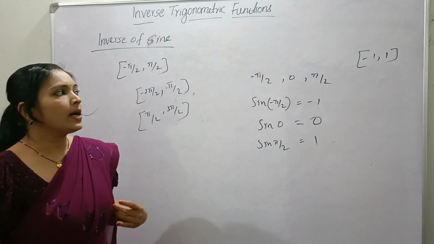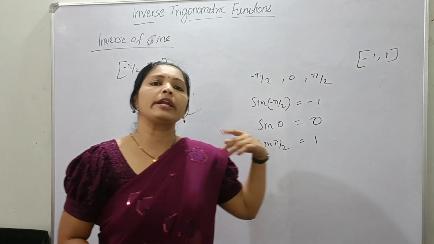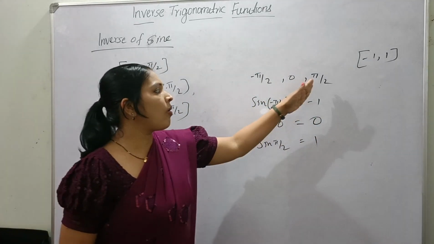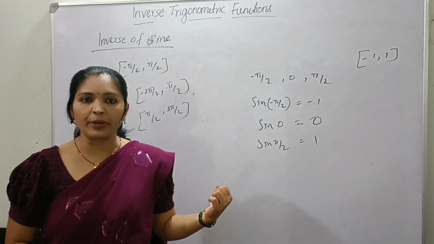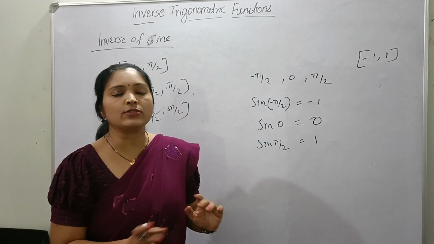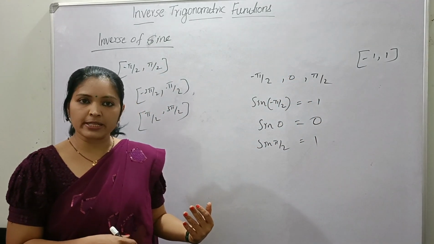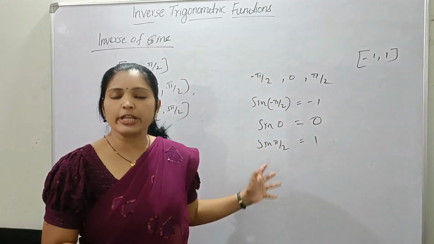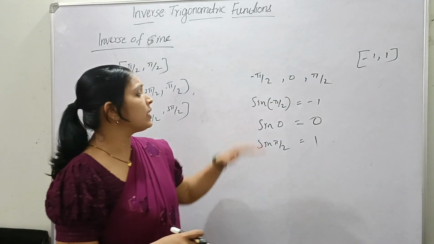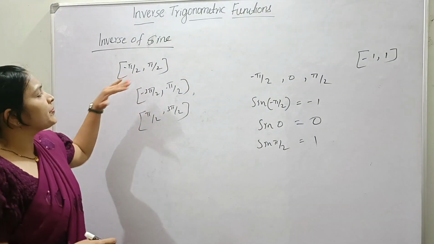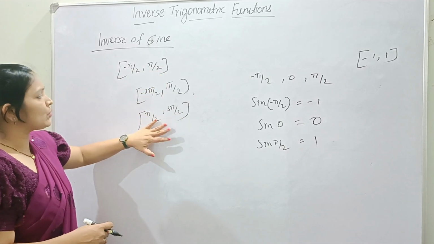Okay. So here all the images have only one preimage. Therefore this function is one-one. And all the images have preimages, right? So therefore this function is onto. Therefore, in this interval, similarly this one also, okay.